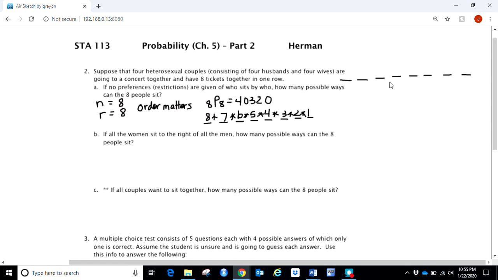All right, a little bit more complicated. We want to figure out how many different ways they can sit if all of the women are going to sit to the right of all of the men. So we still have our 8 seats. But here's now what we know. They're kind of broken into 2 groups of 4. All of the women are going to be to the right of the men. So the women are going to sit over here, and the men are going to sit over here.